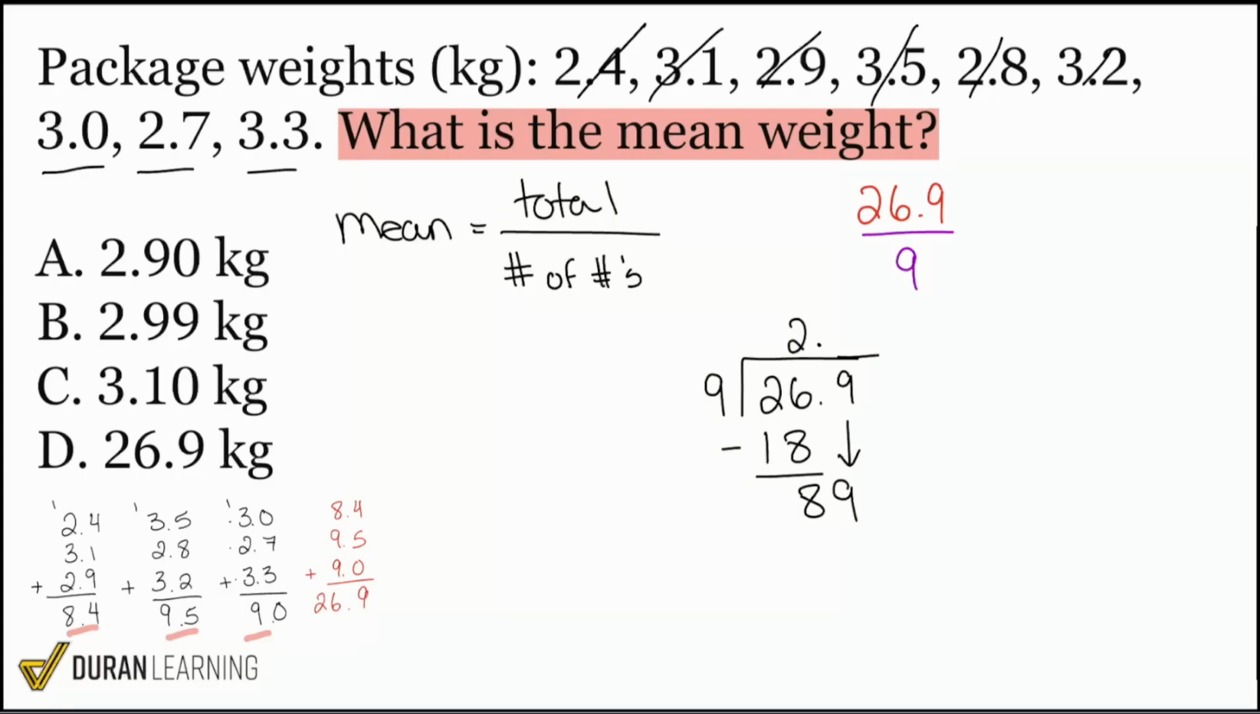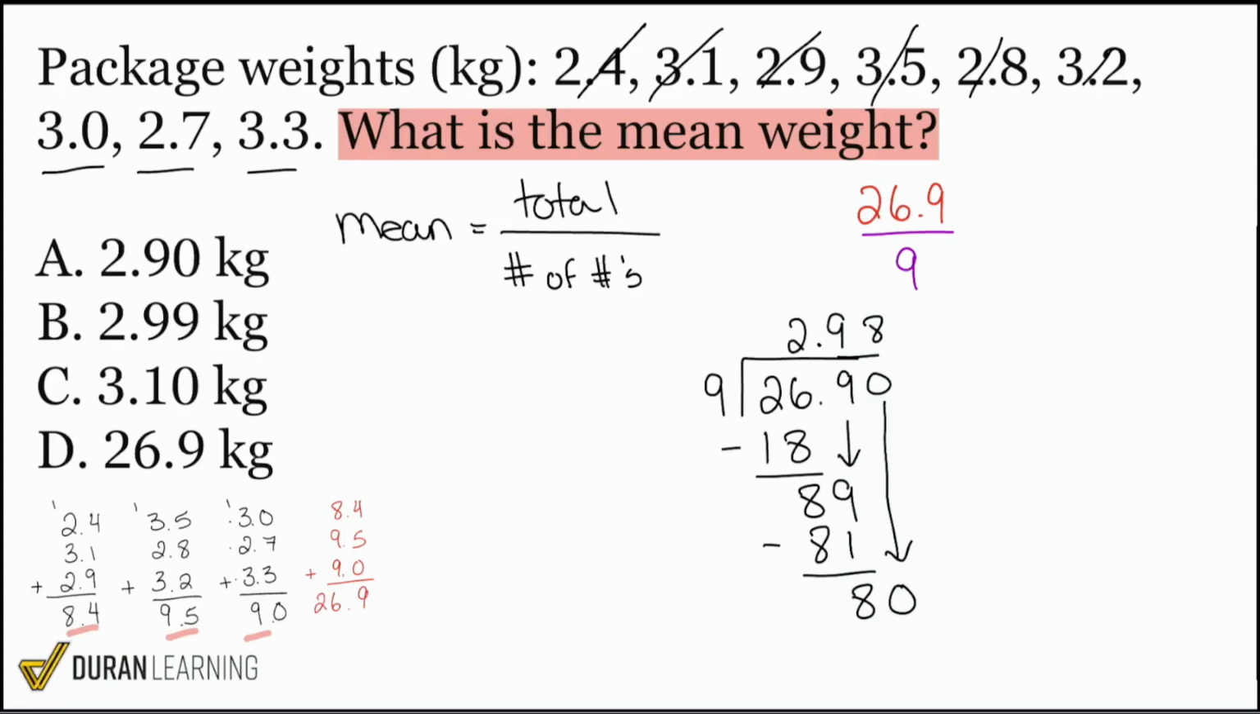So from here, we have 9 going into 89. And that is going to be 9. 9 times 9 is 81. So we'll write that there, subtract the 81, and then we have 8 left over. We have an imaginary 0 right over here that we're going to drop down and keep going with. So here, that's going to be 80. My party people, 9 goes into 80 how many times? Not 9, but that's going to be 8.